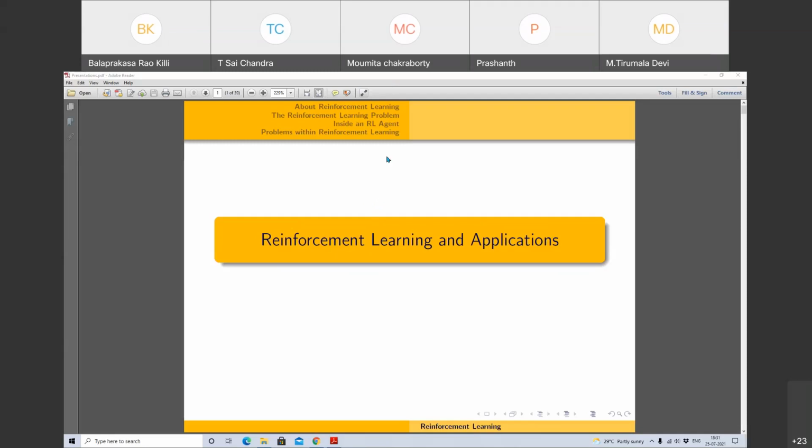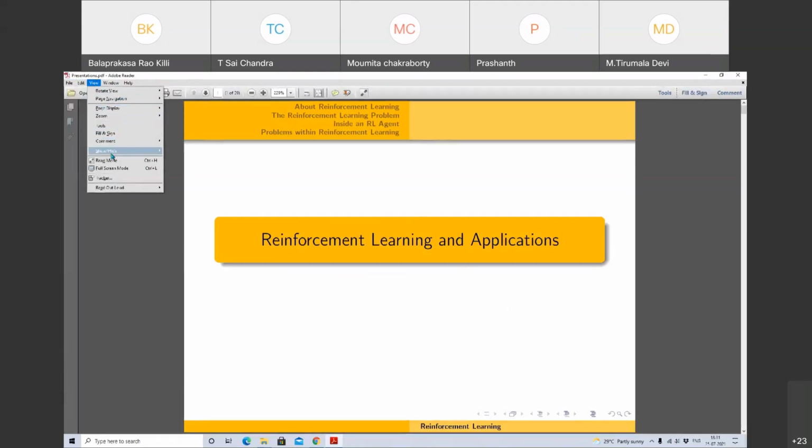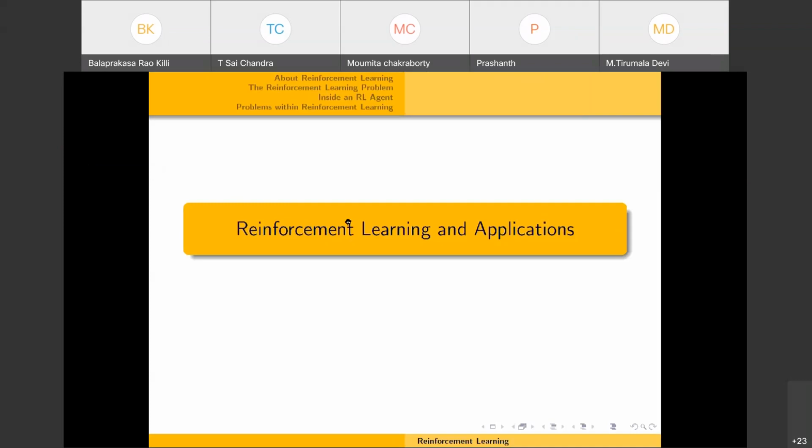I hope you can see my screen, right? Okay, I think this is enough. Is the screen size enough, or do you want me to go full screen? Okay, this is full screen mode. I hope you can hear me and see my screen. If not, please let me know.